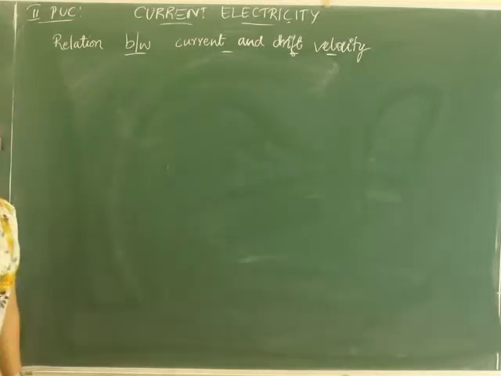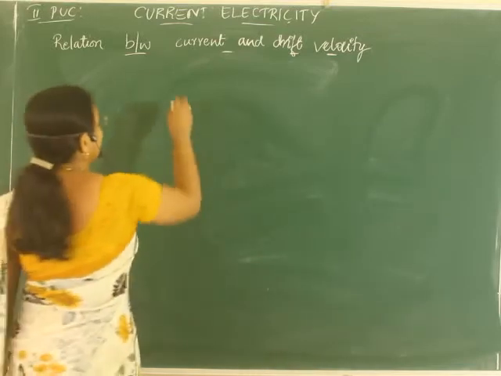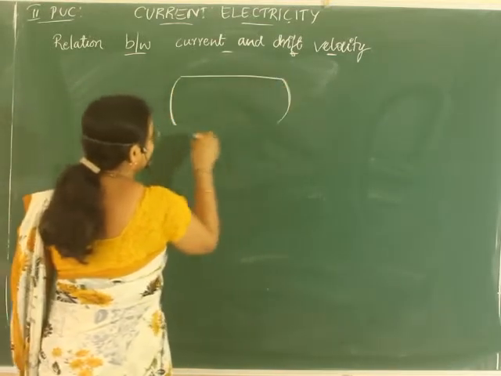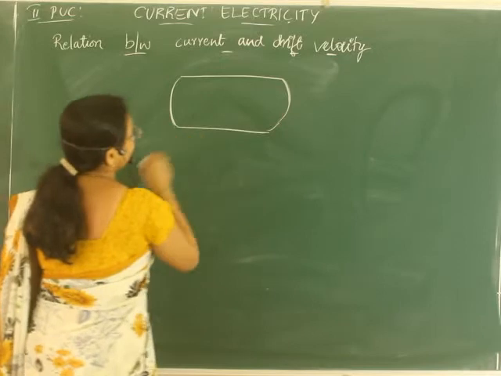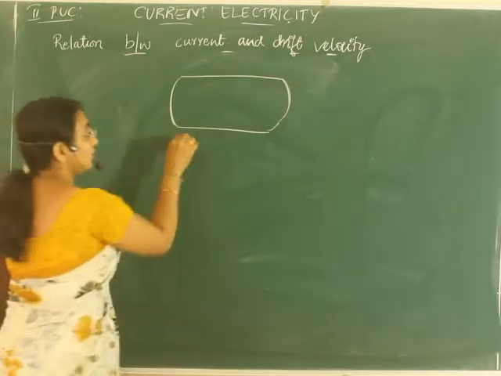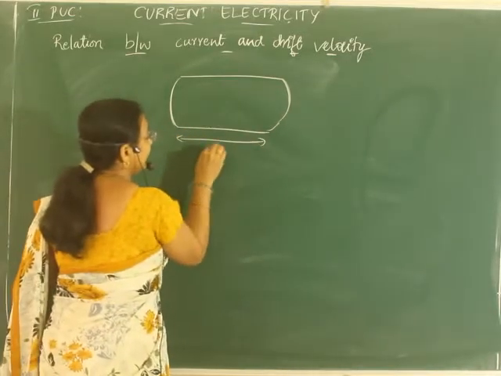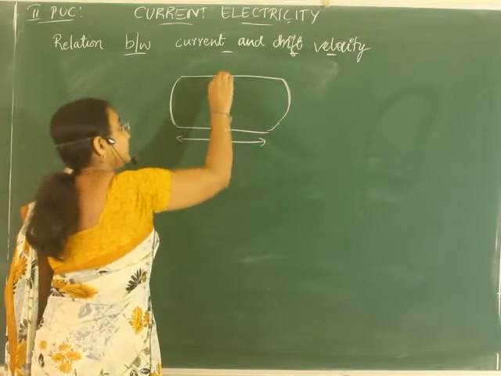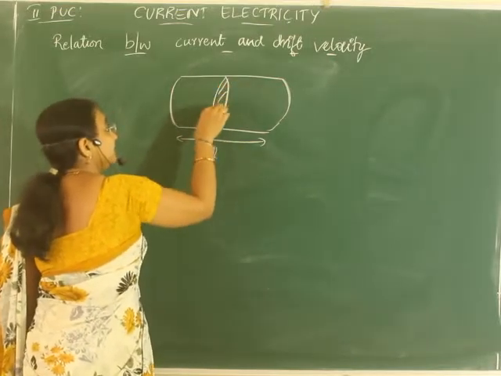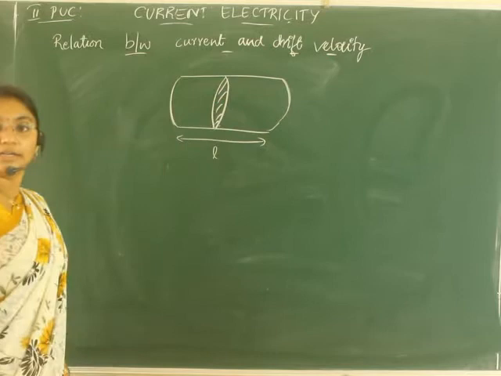First, let us consider a conductor. Okay, let us draw a conductor. Consider a conductor of length L, area of cross section A. Correct?